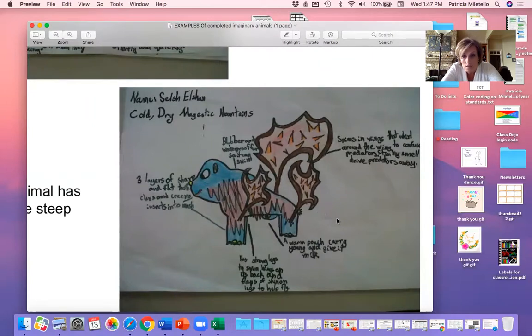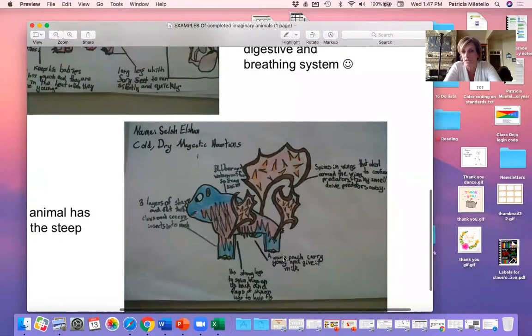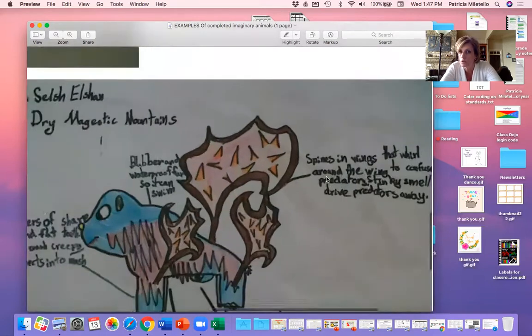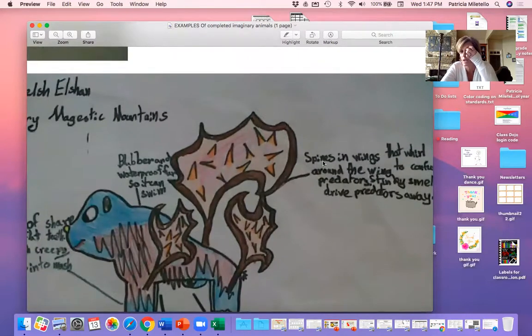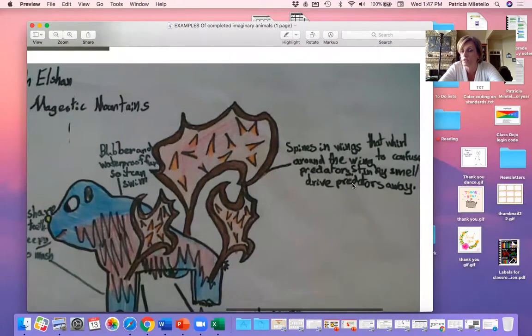Here is another, I believe this is actually, I don't know. Oh, mountains, sorry. I was trying to find which ecosystem this particular animal is for. So this is for the mountains. So this one, again, it has a lot of detail and it has words that tell me about all of the adaptations. It's not just one word that says wings. It says wings in order to, okay? So it doesn't just have wings. This one has spines in its wings that whirl around the wing to confuse the predator. And they have a stinky smell that drives the predator away.